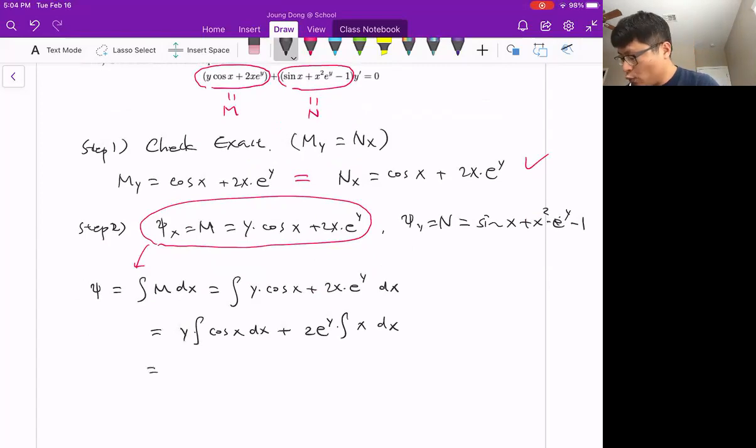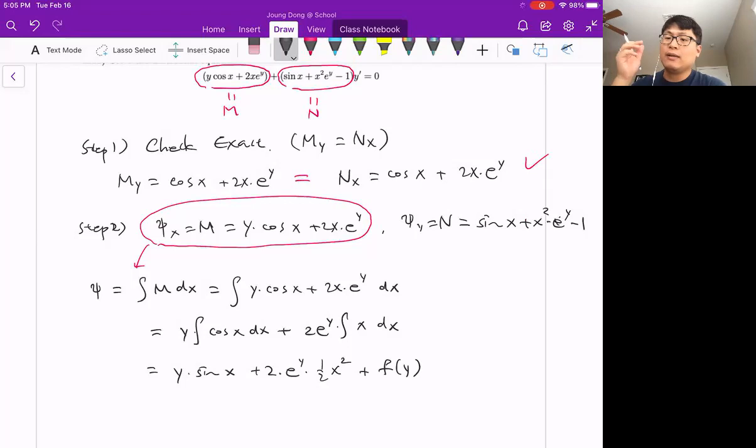Then that is equal to y sine x. So you know about sine x, right? The integral of cosine x is definitely sine x, positive sine x, okay? And then plus 2e to the y, and the integral of x is 1/2 x squared, and there is a constant c, right? But keep in mind, it's not only a constant c, it must be a function of y as well. So we can say f of y. Again, f of y includes functions of y and constants as well, okay? That's it, okay? So this is your psi, and then let me simplify this one, okay? It is equal to y times sine x plus e to the y x squared plus f of y.